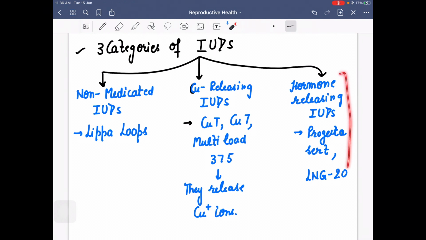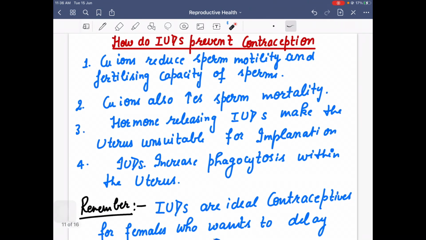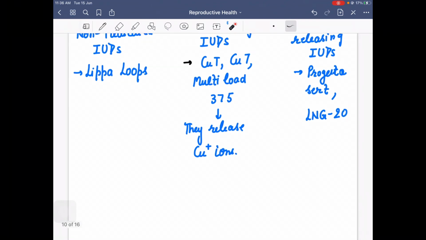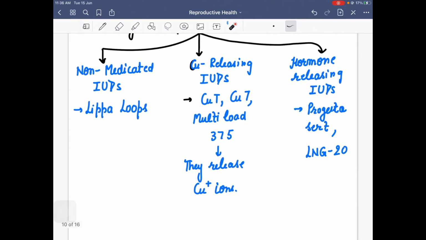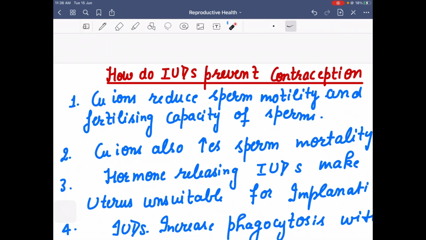These are the common intrauterine devices which are fitted inside the uterus by the doctors. Now, how do these IUDs prevent contraception? We said copper releasing IUDs like copper T, copper 7, multi-load 375.